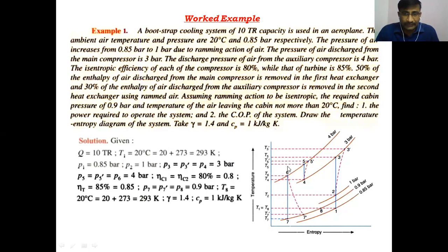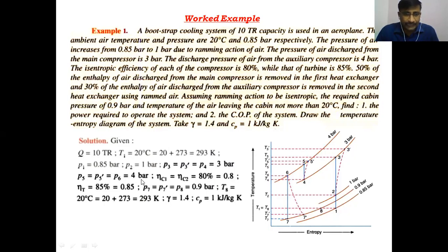Okay, this is the T-S diagram, and the related data is as follows. Q, the capacity of the refrigeration system, is given as 10 tons of refrigeration. Ambient condition T1 and P1 is given as 0.85 bar and 293 kelvins. Then from that pressure, it is compressed in the diffuser as a ramming action to 1 bar. P2 is 1 bar. Then the pressure after the main compressor is given as 3 bar. That is P3 or P3 dash and P4. These three are the same, constant pressure of 3 bar.